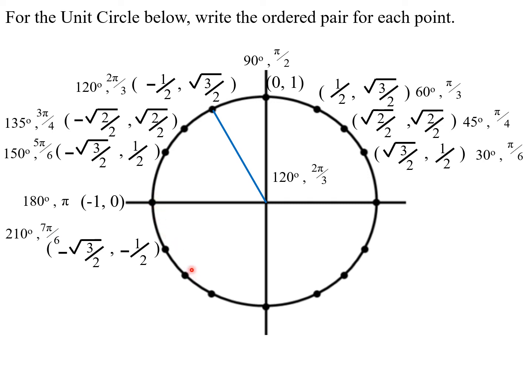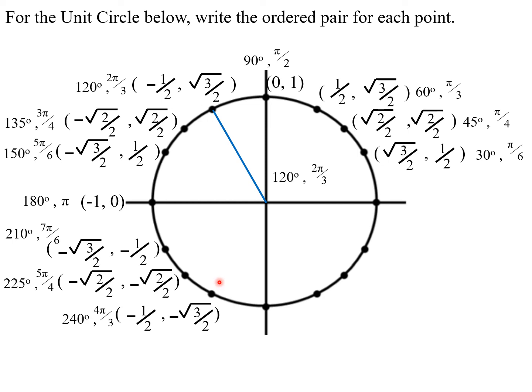All right, right here, 45 degrees past 180. The coordinates are negative √2/2 and, I'm sorry, negative √2/2 and negative √2/2. And that is for an angle of 225 degrees and 5π/4. Keep on going here. -1/2, negative √3/2 for an angle of 240 degrees and 4π/3.